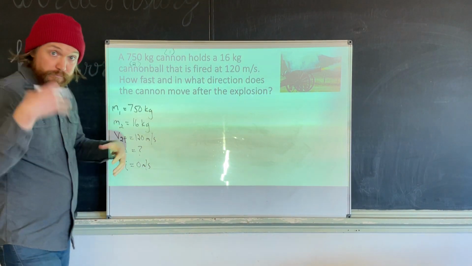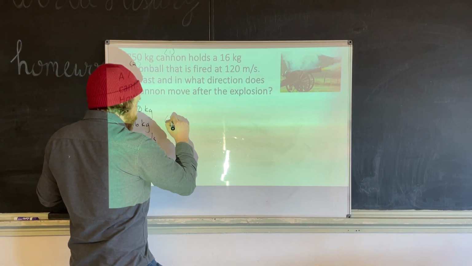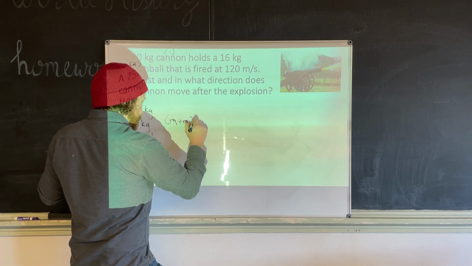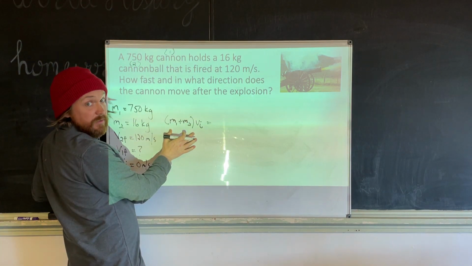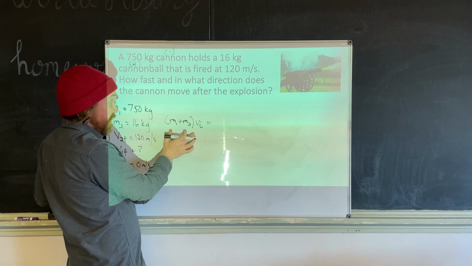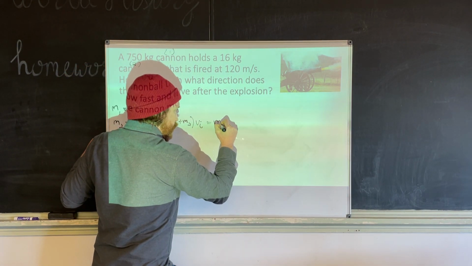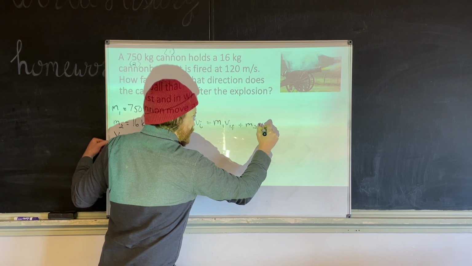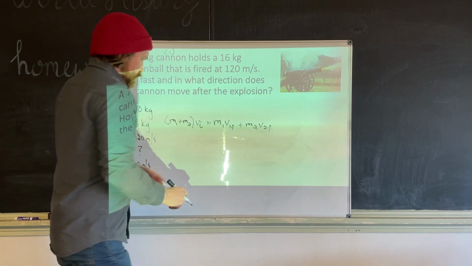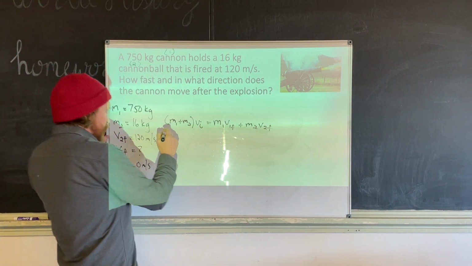All right? Write down our equation. The two objects start off together. So we have M1 plus M2 times V initial. The cannon has the cannonball inside of it. They're together. They only have one velocity. And then they explode. So we have M1 V1F plus M2 times V2F. Boom. There's our equation. We just plug in our numbers.